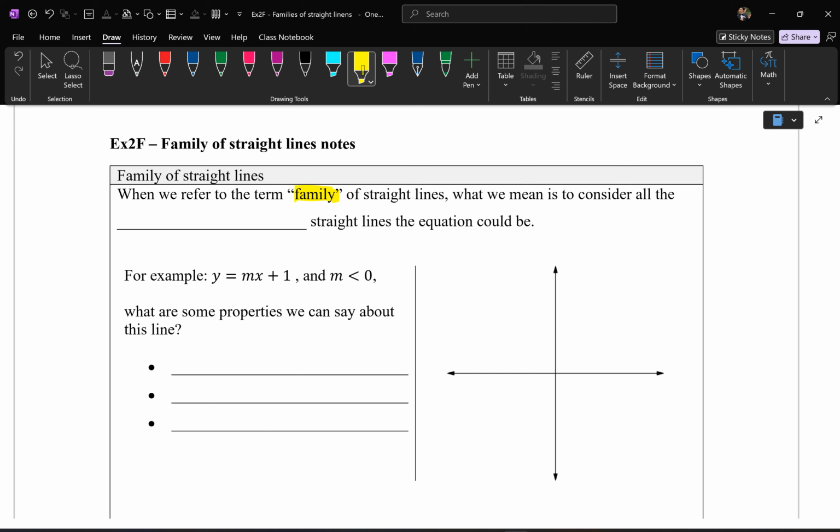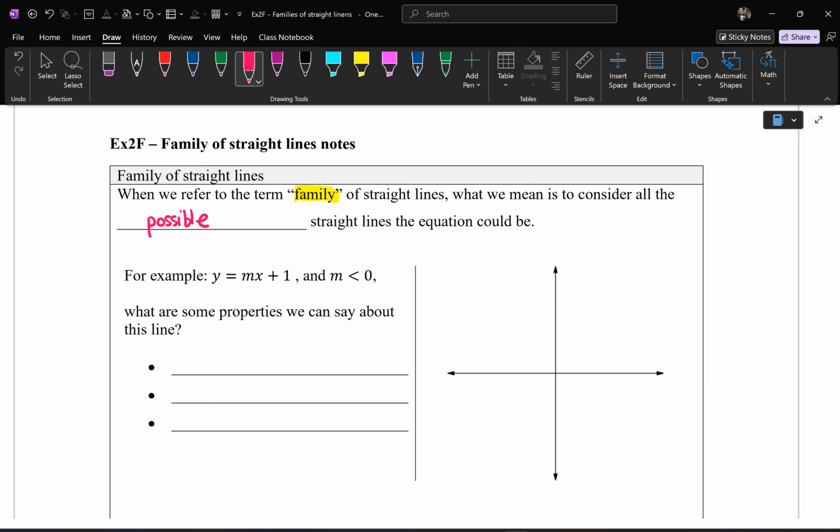what we mean is to consider all of, and fill this in, all the possible straight lines the equation could be. Now you're starting off with straight lines in chapter 2, so hence it's family of straight lines. Later on it's called family of functions or family of curves because it could be anything. It could be a variety of possible quadratic equations, a variety of sine functions, exponential functions, hence we call it a family.